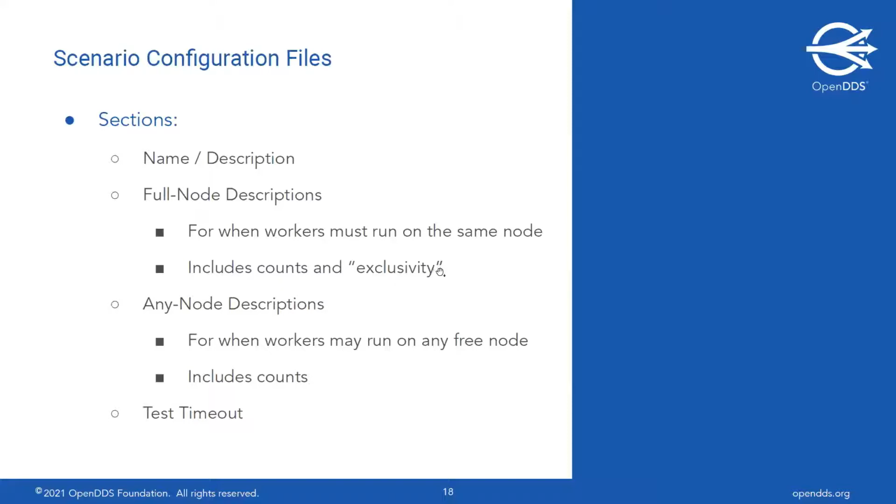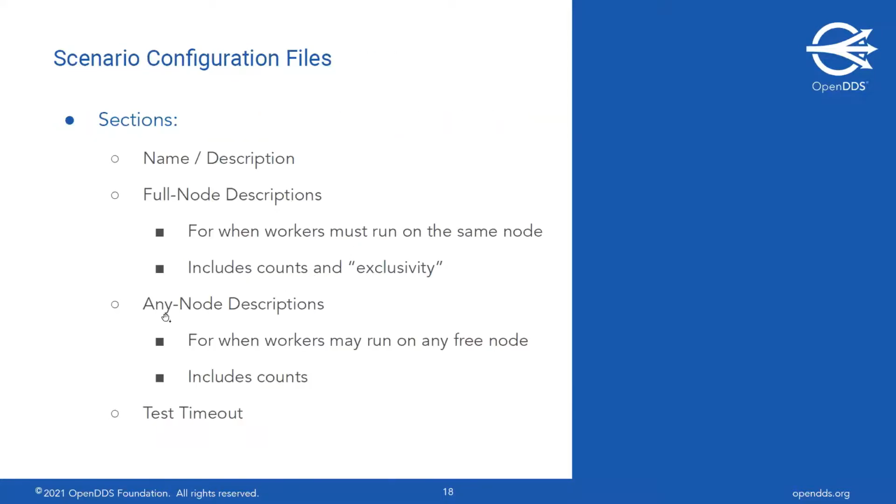And then exclusivity, which is whether or not that node is allowed to be used for any other workers. So if you wanted to say this one machine only gets used for running a specific process, because you need to isolate it and prevent other processes from interfering with it, you could set the exclusivity flag.